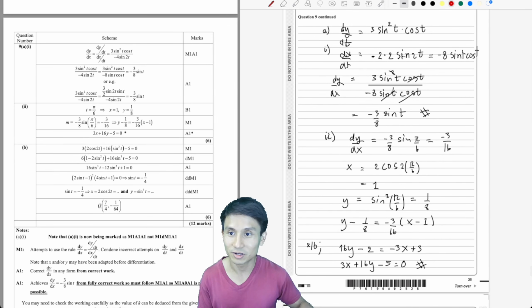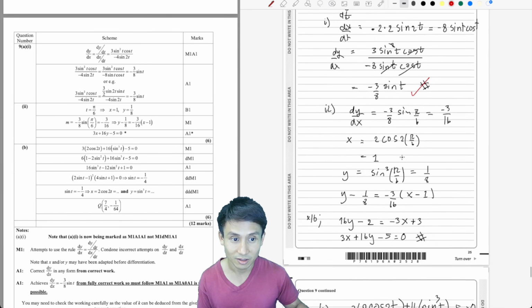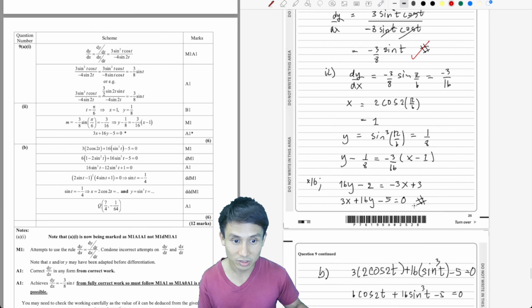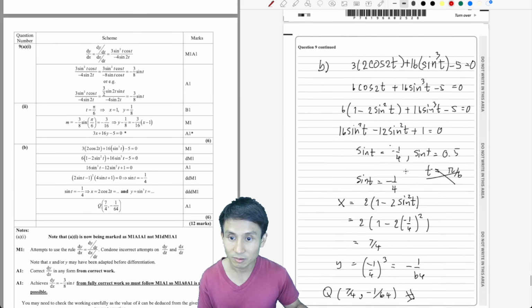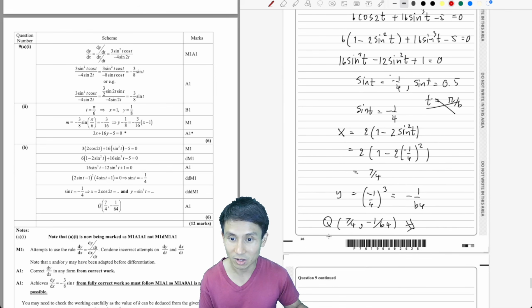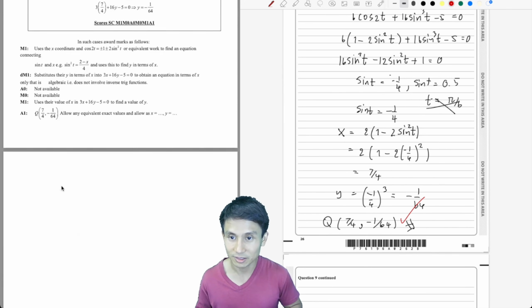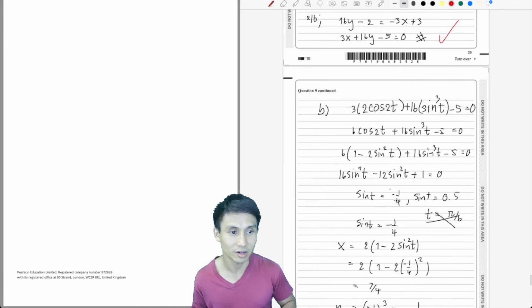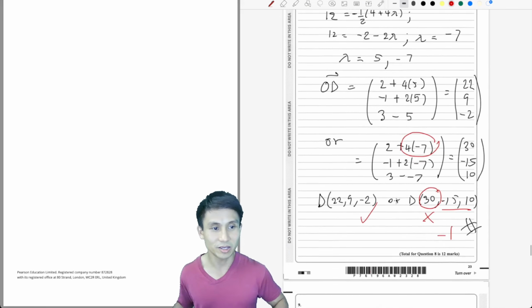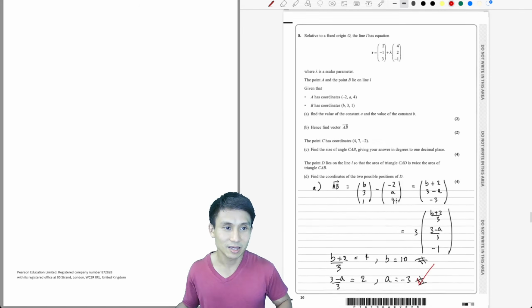Okay, so this one, 9 dy by dx is minus 3 over 8 sine t. And then the linear equation as required here. Part B, looking down, 7 over 4 minus 1 over 64 there. So that was fine. Is there anything else? That's it. So I lost 1 mark. Just the one here, a silly mistake.